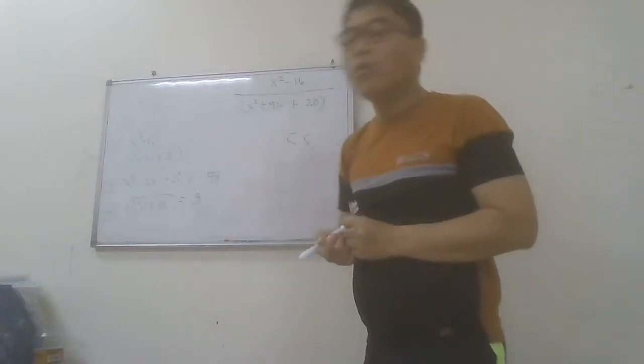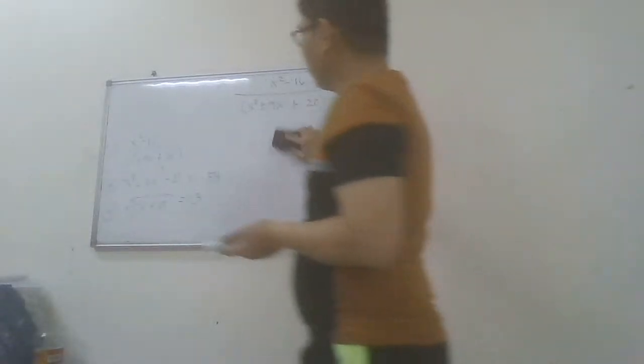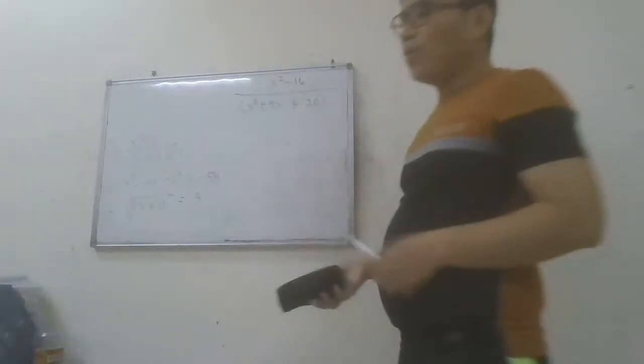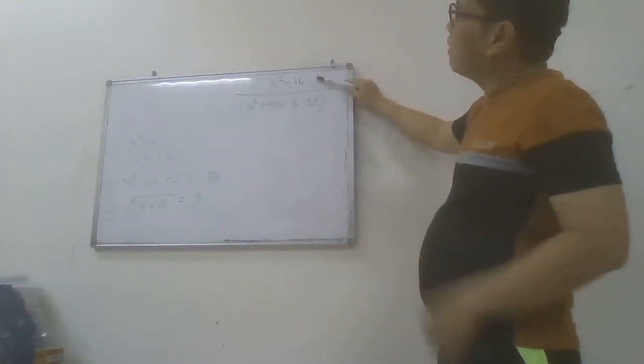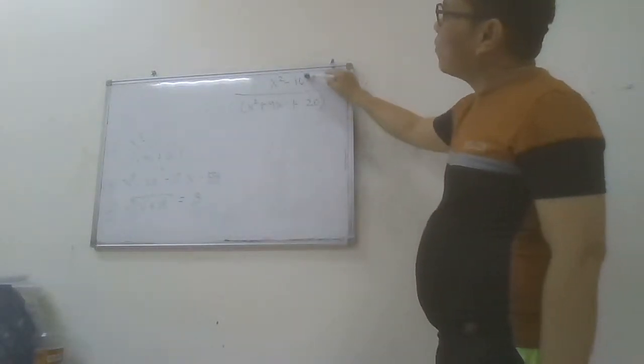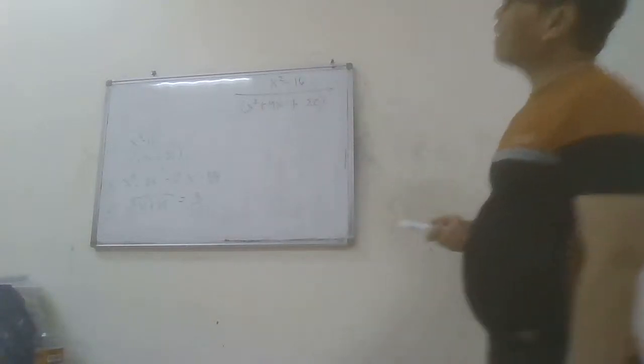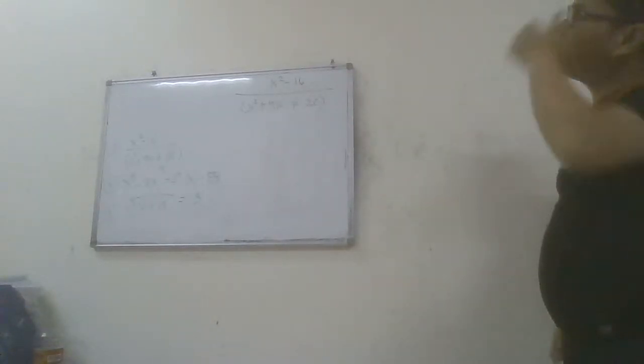Oh, it's clear. Let's try this one. So this one, x squared minus 16. So that is perfect, right? Perfect square. If it is not perfect, don't be bothered. Don't factor out, right? Get the point?